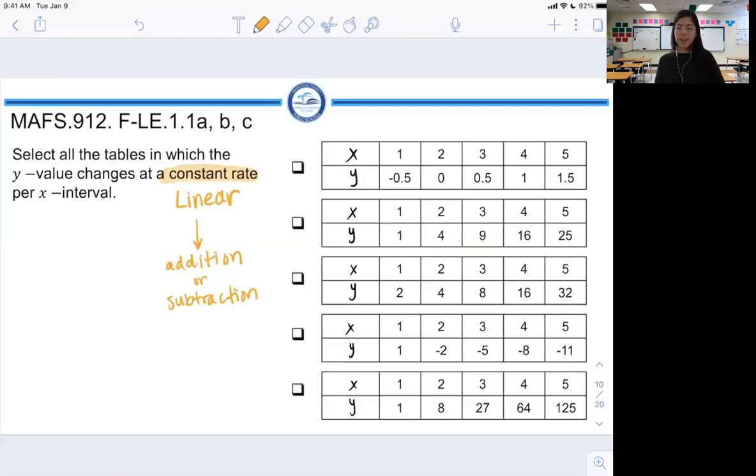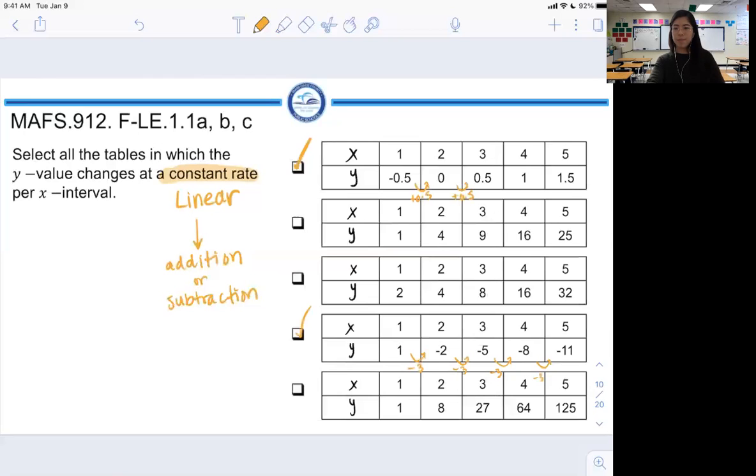A and D. What is the rate of change for A? 0.5. It adds 0.5. Okay, and D? D is subtracting by 3. Minus 3, minus 3, minus 3, minus 3. Okay, so definitely both of those are linear.